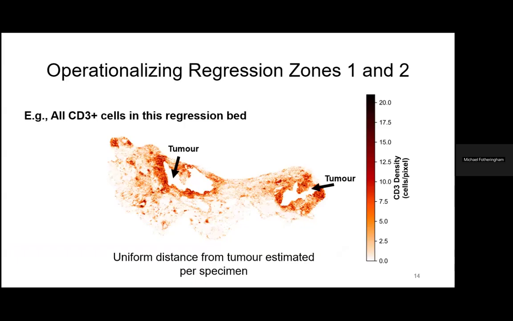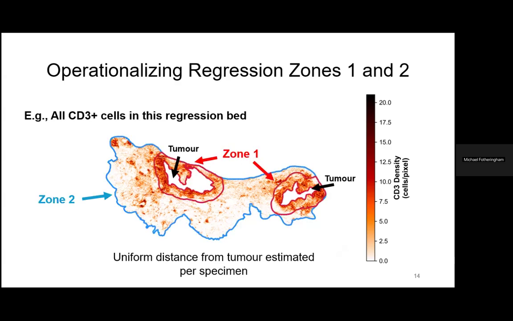Right, so we use the CD3 density to define zone 1. I did this visually for every specimen. That's the beauty of having a small cohort. I can do stuff like that. And so we have this bespoke uniform distance for every sample that I visually validated. And that's what it looks like.